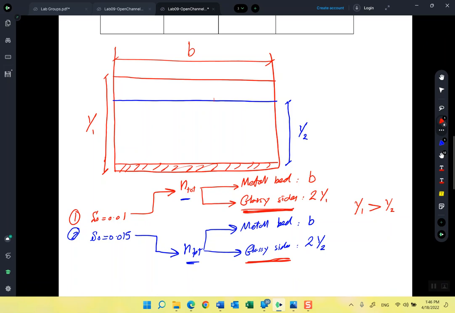Okay? So knowing this, which Manning will be higher? Which section will be more rough, in your opinion? Is it the first scenario or the second one? If I am trying to represent the section roughness as a whole, which section will be more rough? The second section, the second scenario, or the first scenario?